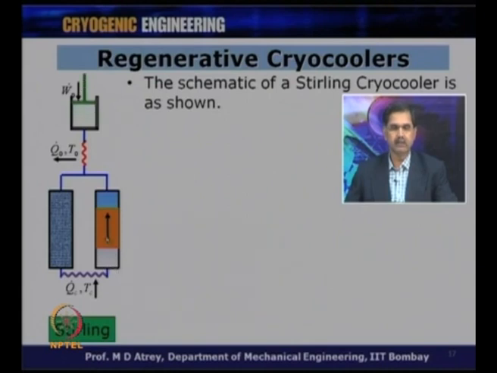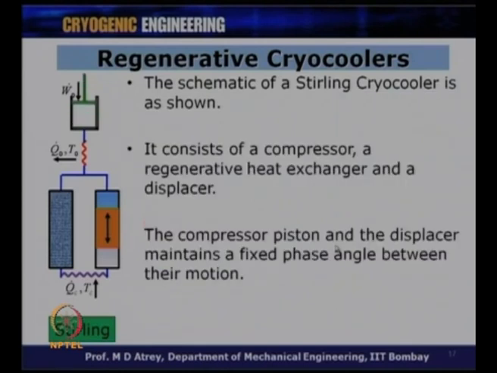The gas will get expanded depending on the motion of the piston at this point, and then the displacer will come down and push this cold gas out, delivering the cold effect at this point here. The evaporator is housed over here, and this is the way the Stirling cooler works. So, it consists of a compressor, a regenerative heat exchanger and a displacer.